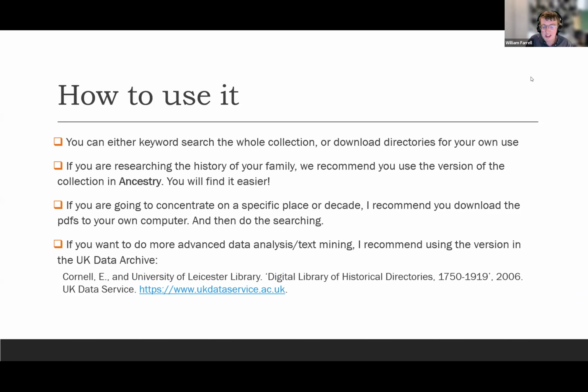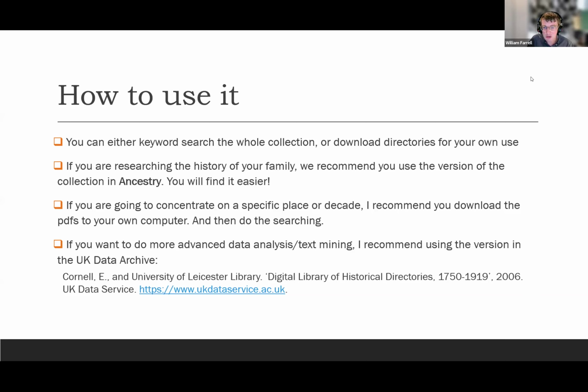So we say that on our website, and I'm happy to repeat it here. If you're going to concentrate on a particular city or town or a decade, I would recommend downloading the PDFs that we have for that city or that decade onto your own computer, and then searching the PDFs on your own computer offline. I think you'd probably find that easier as well.